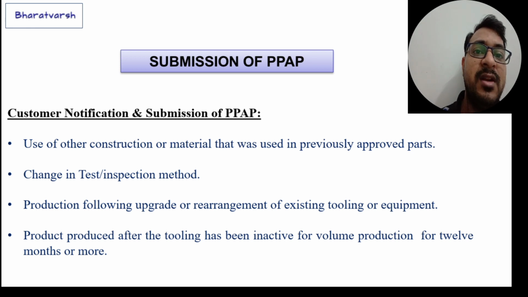Seventh is when there is an upgradation of production or rearrangement of the existing tooling or equipment. Here upgradation means we are upgrading our production facility to improve capacity and performance of the process. Rearrangement means when we are using a step-by-step process to make a part, but we are either changing the processes or removing one process from the process flow diagram, then we have to notify the customer and then submit the PPAP.